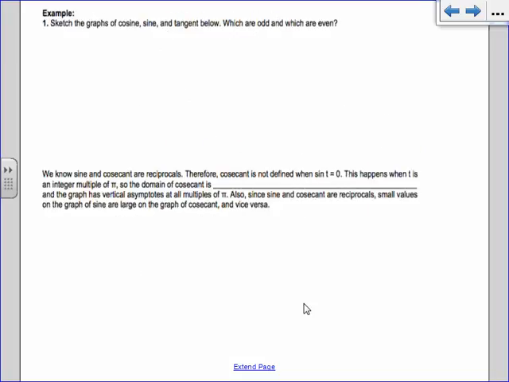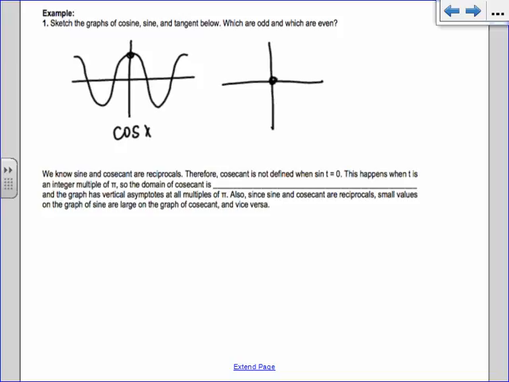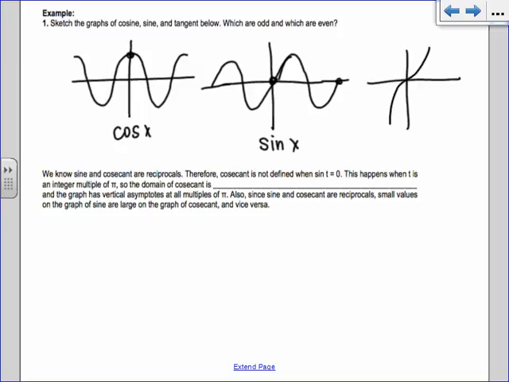All right. So it says sketch the graphs of cosine, sine, and tangent below. Which of them are odd and which of them are even? So if I have cosine, we know cosine starts at 0, 1. And it does the thing where it goes down and back up. So that's cosine. Sine starts at 0, 0. It makes that full turn there, and then back this way. And then we just learned what tangent does. We said tangent goes up, and then it repeats across those asymptotes.